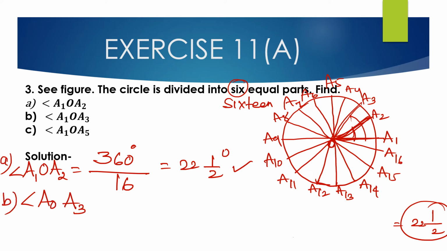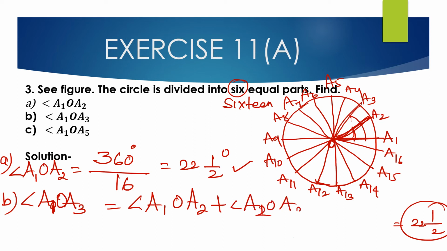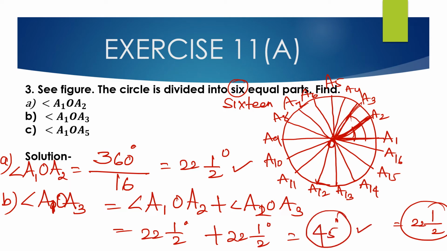this is B and this is A. Angle A1 O A3 is equal to angle A1 O A2 plus angle A2 O A3. A1 O A2 is 22 half degree, and A2 O A3 is also 22 half degree, which is equal to 45 degree. This is 22 half degree, and this is 45 degree.